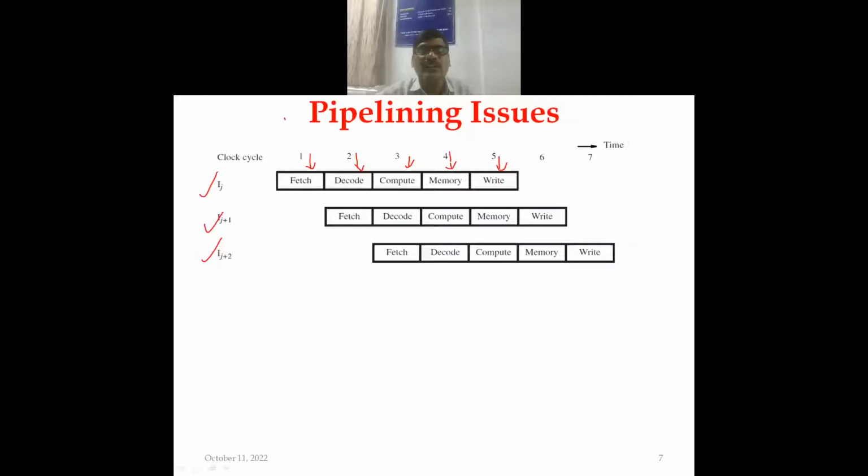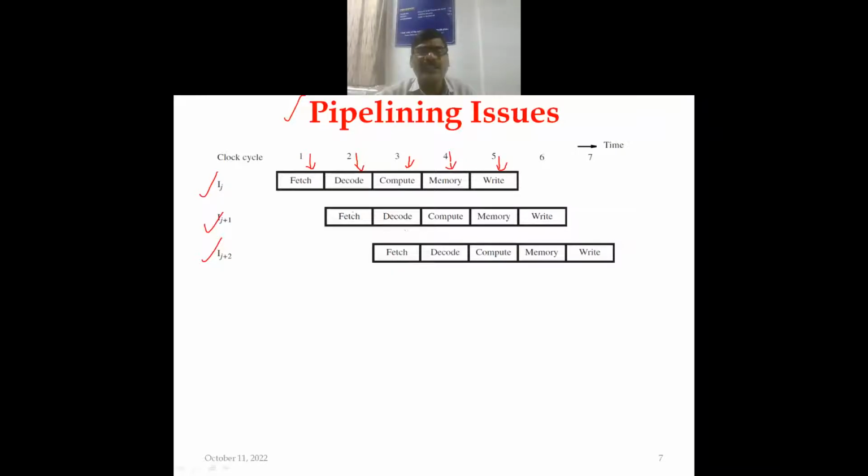But when we are making use of the pipeline concept, these three instructions are executed in an interleaved manner. So in the second clock cycle, instruction ij is in the decoding phase. During that, the ij plus 1 instruction is fetched. Like this, during clock cycle 3, ij will be in compute stage, when ij plus 1 is in decode stage. During that, ij plus 2 instruction is fetched from the memory.